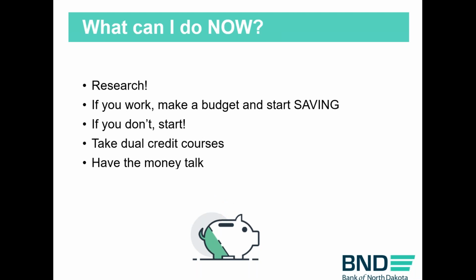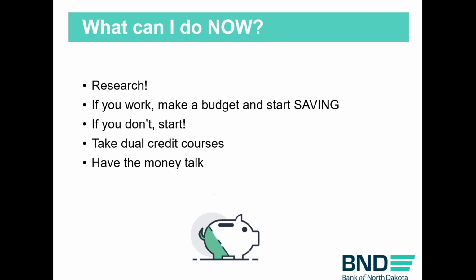If you're a working student, start making a budget and then start saving. There's a lot of different ways that you can make a budget. You can be a spreadsheet wizard, you can keep track of it on an app, you can write it all down, whatever floats your boat. The only wrong way to budget is to not budget. So that's really important. And then of course start saving, even if it's $5 per paycheck.